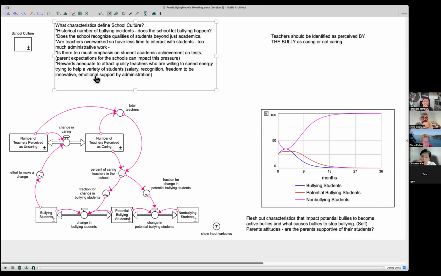So what I did here was rewards adequate to attract quality teachers who are willing to spend energy trying to help a variety of students. The rewards could be salary, recognition, freedom to be innovative, emotional support by the administration. Scholarship for a further degree can also help them.